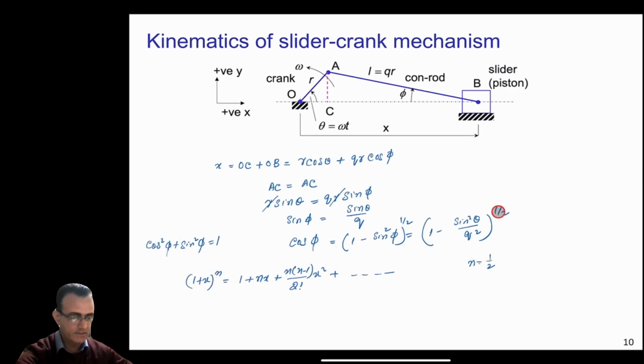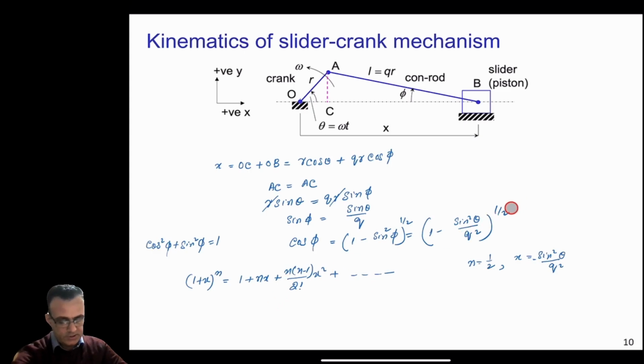So n is 1 by 2, and x in our case is sine square theta divided by q square. So this is our x here. So x is minus sine square theta divided by q square, and n is our half.